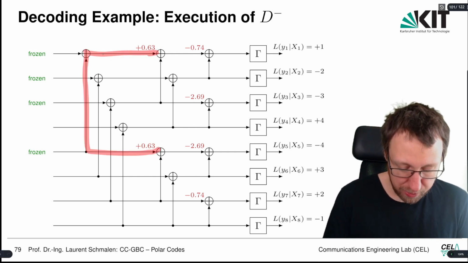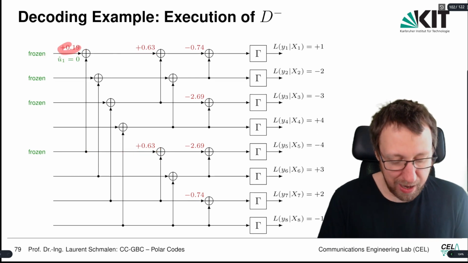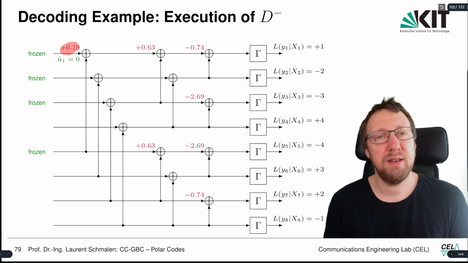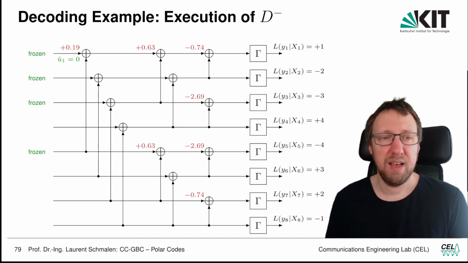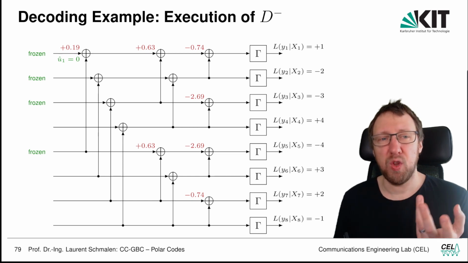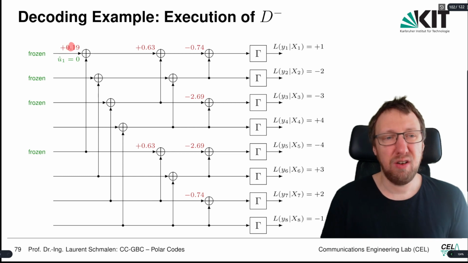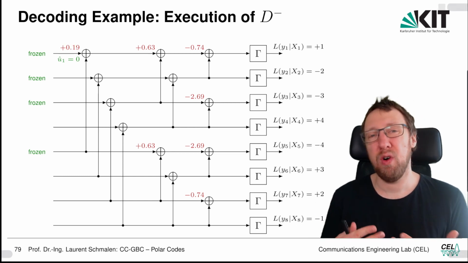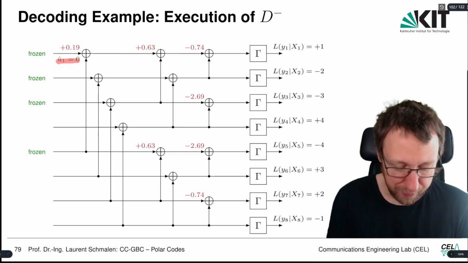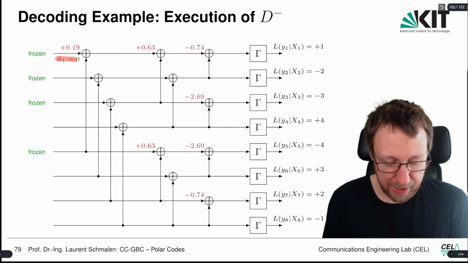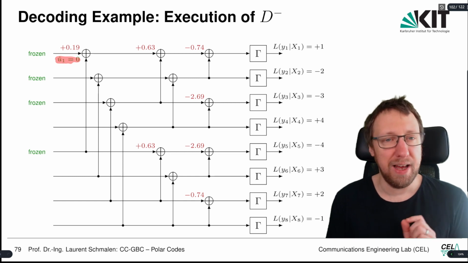Then we combine those, do another D- channel over here, and we get a log likelihood ratio that's 0.19. This is very unreliable. This is not something you should make a decision upon, because this says it's 1 with probability 1/2 more or less. But we don't care because this is a frozen value. So we can say U1 hat is equal to 0. So we know U1 hat.